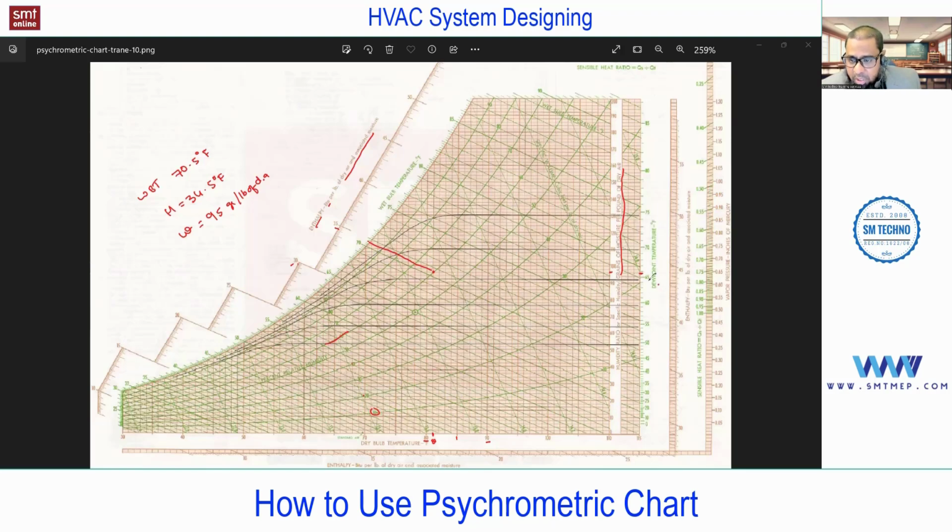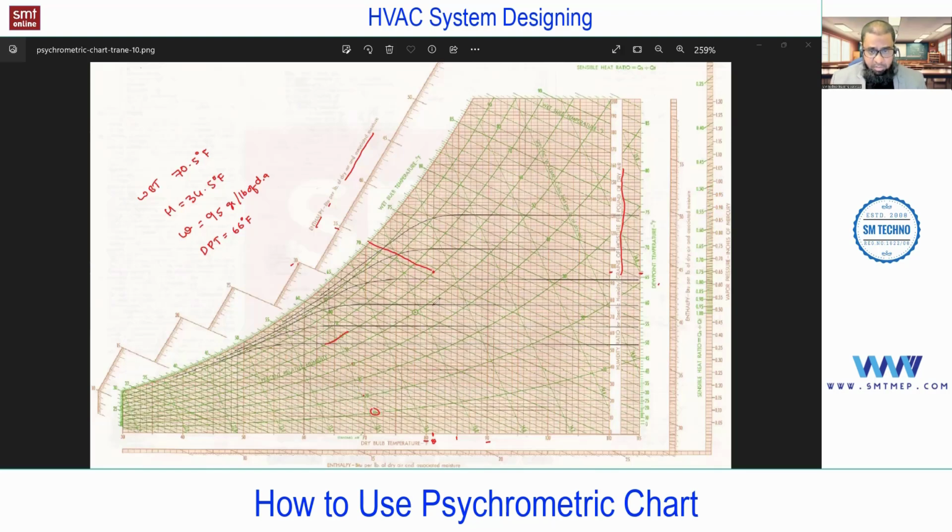Next, dew point temperature. I can roughly take 66, right? This is DPT. Can I take 66 degrees Fahrenheit? Right, simple. So if you know any two properties of air, we can get the point. With the point, if you go in the respective orientation, you can find out the other properties of air.